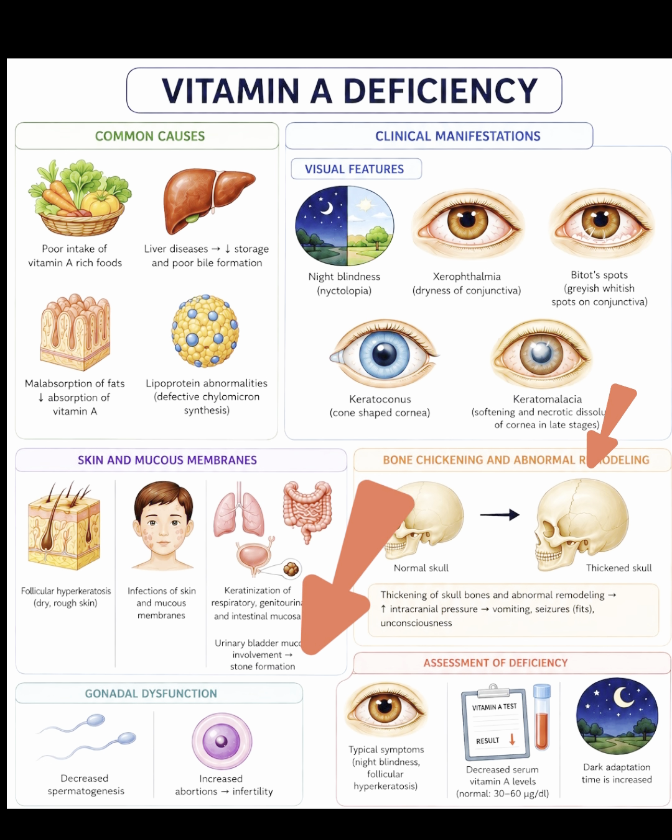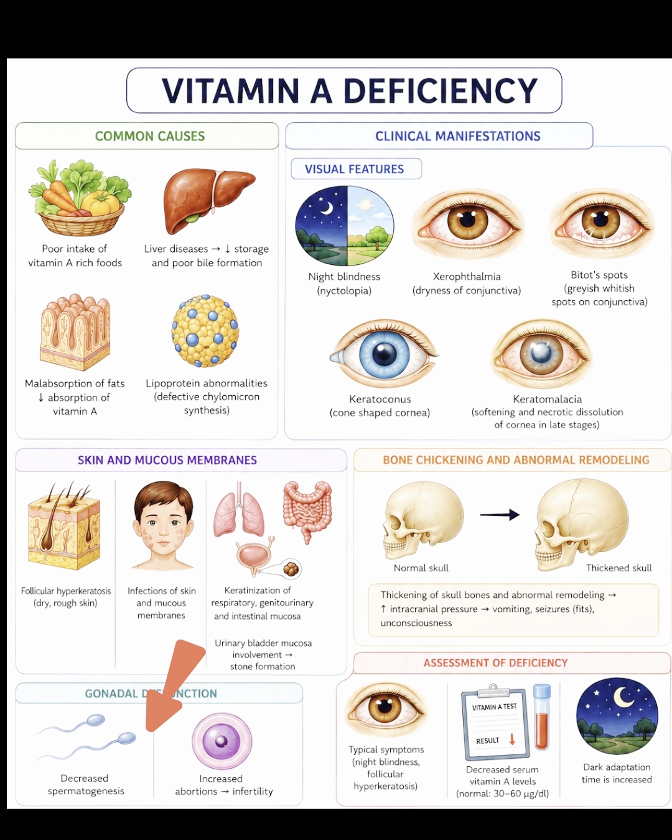In case of bones, there is thickening of skull bones and reduced remodeling. They are known to give rise to increased intracranial pressure, manifesting as vomiting, seizures, or even unconsciousness. Next is gonadal dysfunction. Decreased spermatogenesis and increased abortions are known to be associated with vitamin A deficiency. This could lead to infertility.